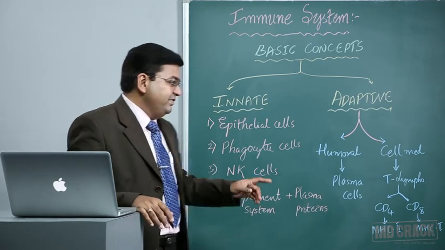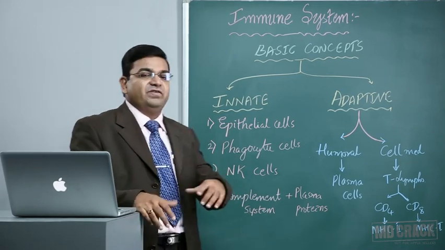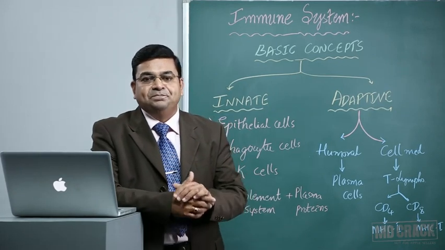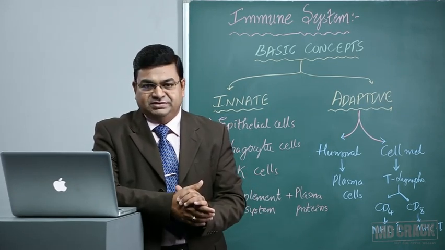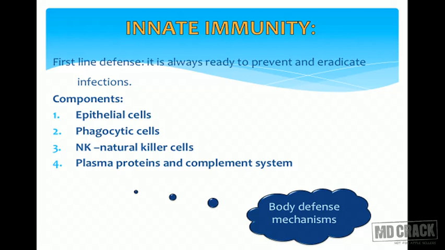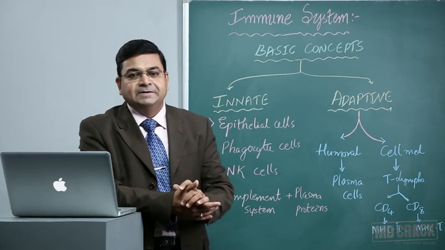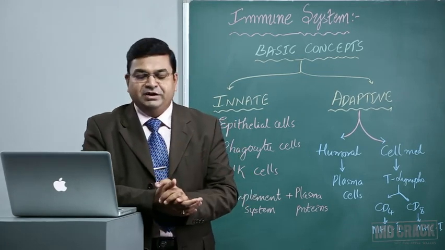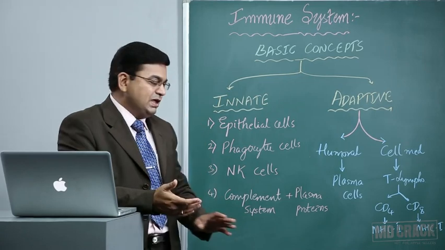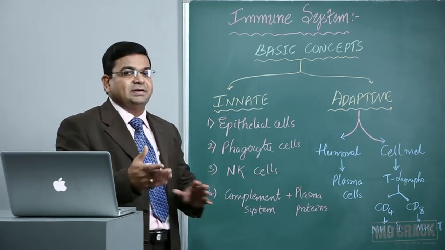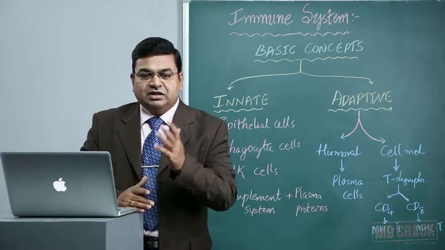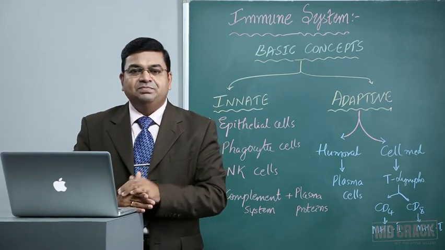The second component is the phagocytic cells. When I use the word phagocytic cells, it is mainly the neutrophils and the macrophages. The two important phagocytic cells are neutrophils and macrophages. They are part and parcel of the innate immune system. The third is the NK cells, natural killer cells. They are again part and parcel of the innate immune system. The fourth is the plasma proteins and even the complement system. So they are the four components of the innate immune system.